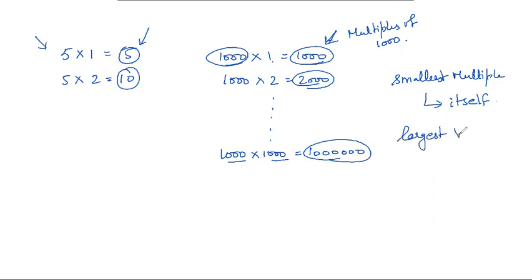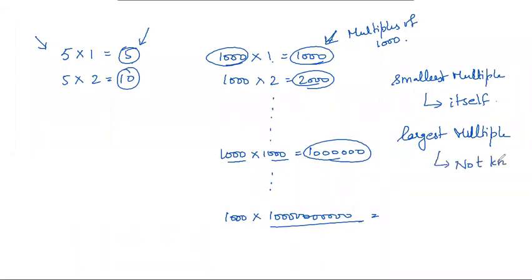Same way, we can discuss the largest multiple. Is there any possibility to get a largest multiple for a given number? No, we can just proceed like this: 1,000 followed by plenty of zeros, or a particular number you can multiply it by. Even beyond this it can go. So the largest multiple is not known to us. We can never infer which is the largest multiple, and therefore you call it infinite.